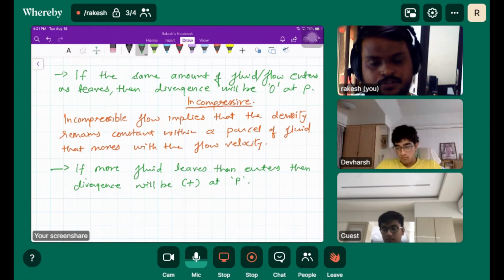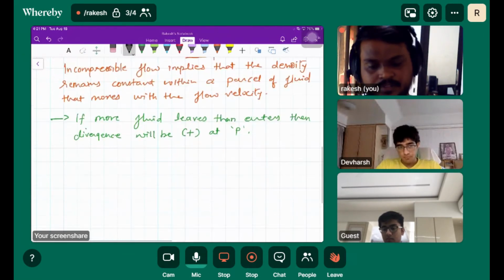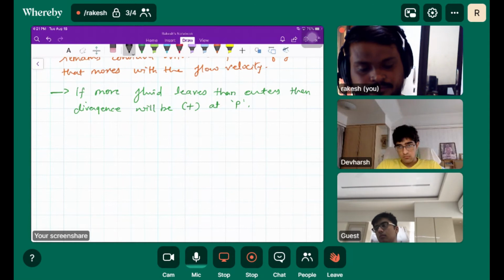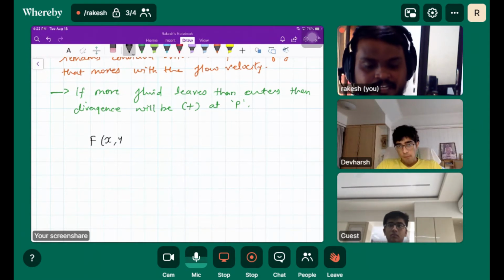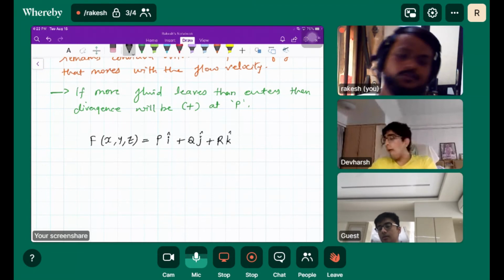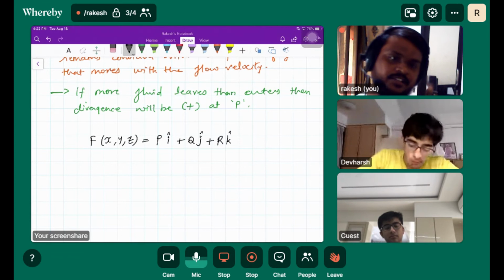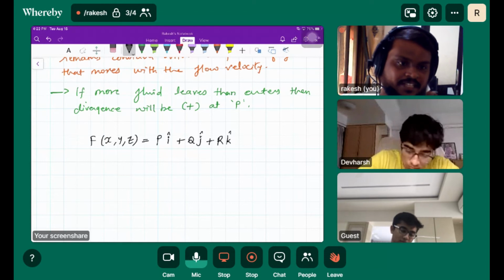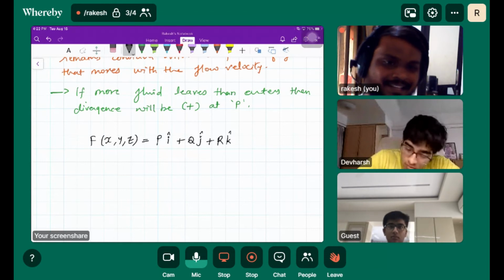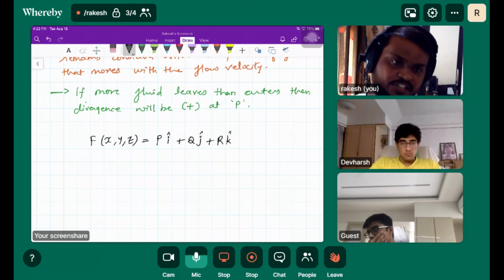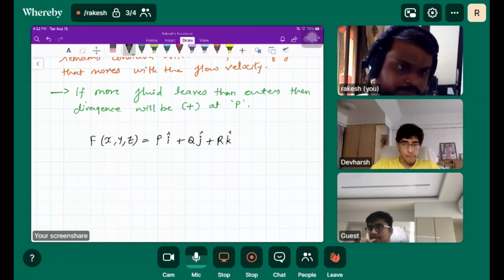So, let's talk about some terms here. How do we represent a vector field? Capital F of x, y, z is equal to P i plus Q j plus R k cap. It's a system of vectors that gives you the set of vectors spread out in space, right? That's the vector field, represented by P i cap plus Q j cap plus R k cap, where P, Q, R are themselves functions of x, y, z, right?